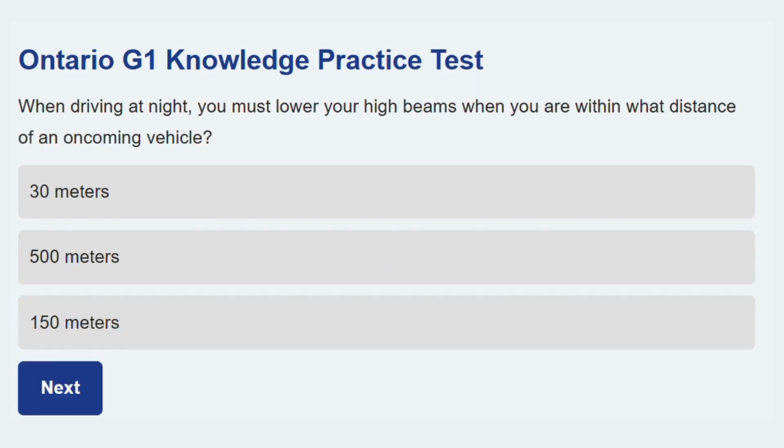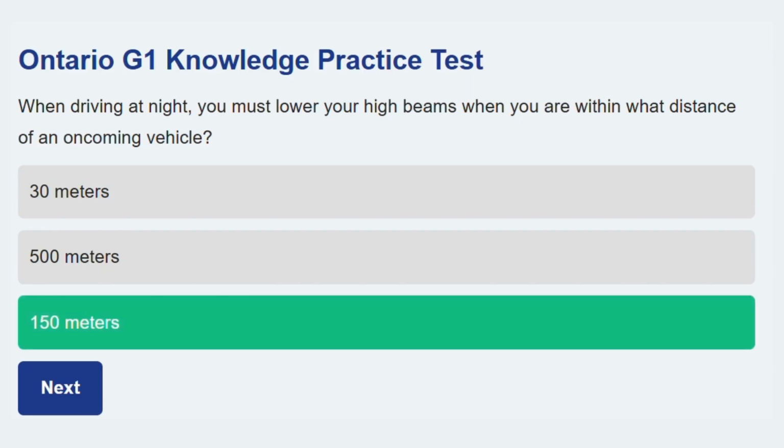Moving on. When driving at night, you must lower your high beams when you are within what distance of an oncoming vehicle? 150 meters. Lowering high beams prevents blinding the oncoming driver.